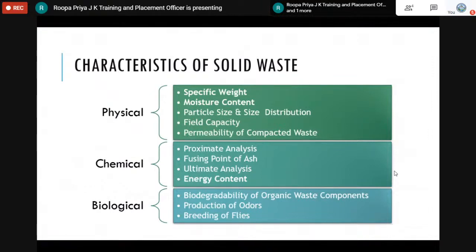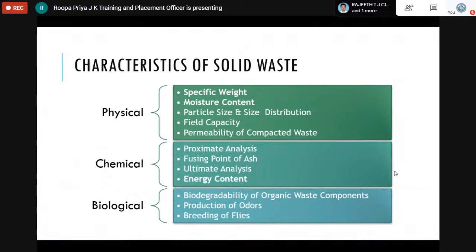The first one is the physical characteristics, or the physical property, of any solid waste, which includes the specific weight of the solid waste, the moisture content of the solid waste, particle size and size distribution, field capacity, and permeability of compacted waste. So, all these are the physical parameters of solid waste.